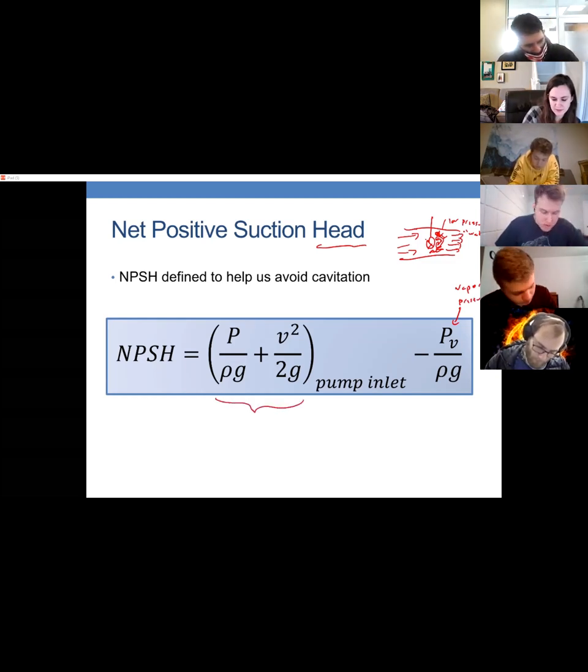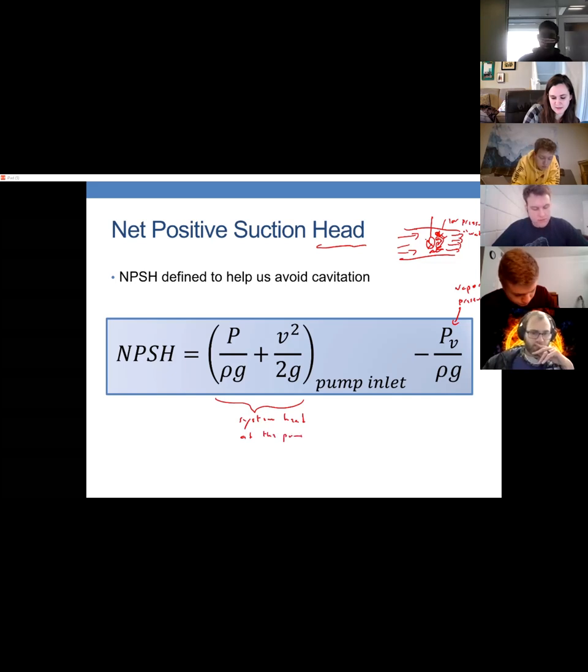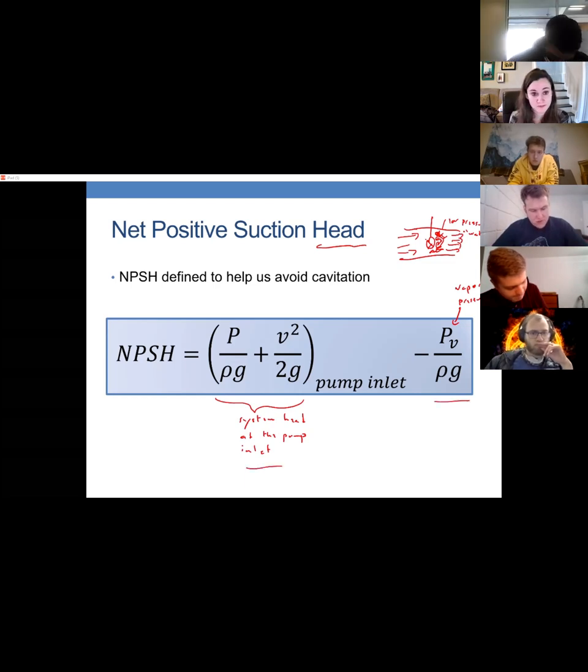So this is the system head at the pump inlet. At the pump inlet, you have a certain amount of energy that's stored in the pressure of the liquid, and you have a certain amount of energy stored in the kinetic energy of the liquid. You can express that as the head as you're going in. So what this does is it gives us the difference between the amount of head available when you enter the pump inlet and the vapor pressure.